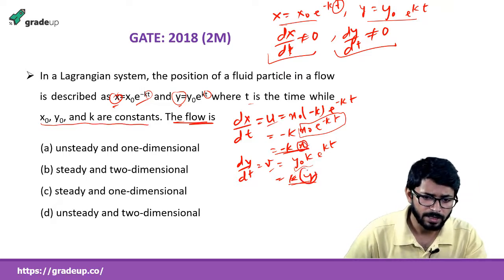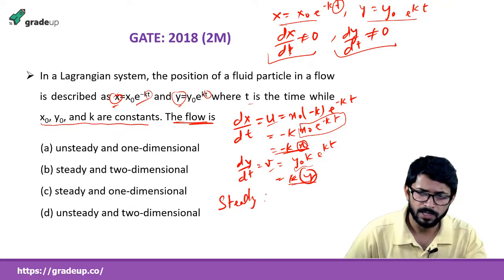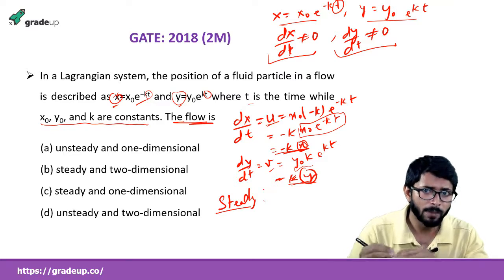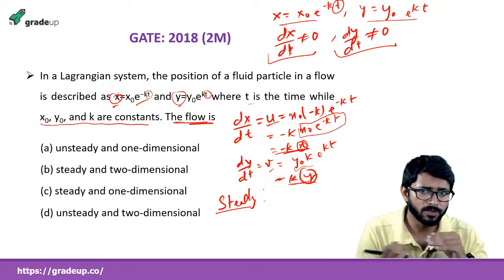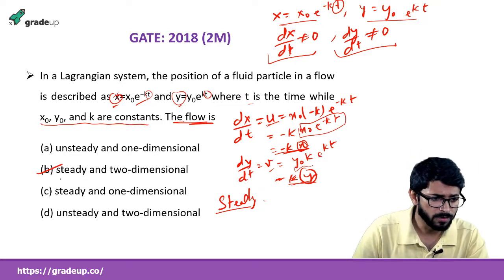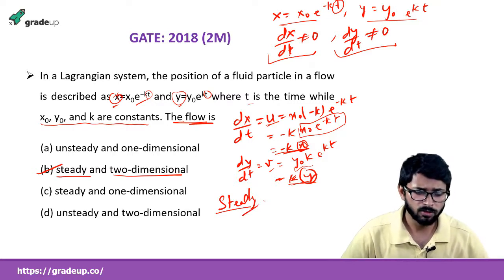So we can say this is steady, because in the flow equations there are no time terms. And u and v have different velocities in the x and y directions. So it is a steady and two-dimensional flow, because the velocity varies in the x as well as in the y direction. So the answer should be steady and two-dimensional flow. This is how the question is asked.